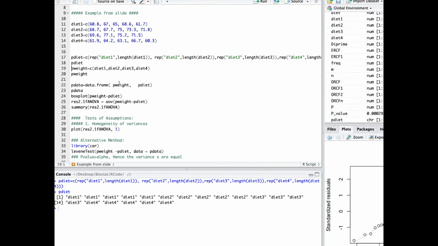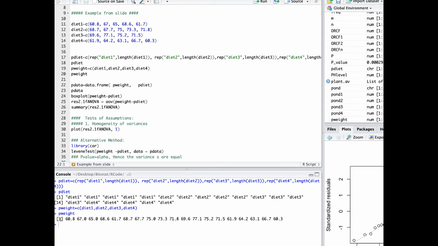The next thing I want to do is write the peak weight, combining all those into one row. So let's do the peak weight there. I ran the peak weight, and these are the numbers. These are collecting all the data points. Now what I want to do is write these in column form.